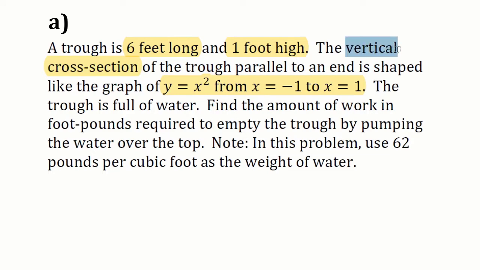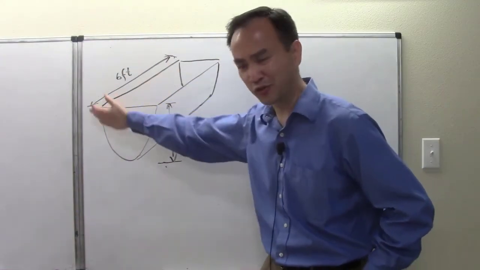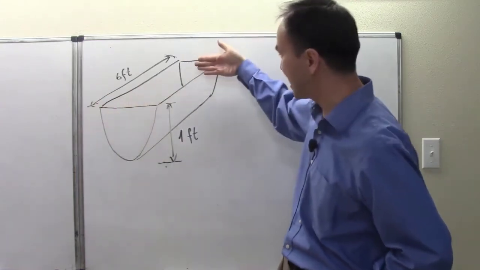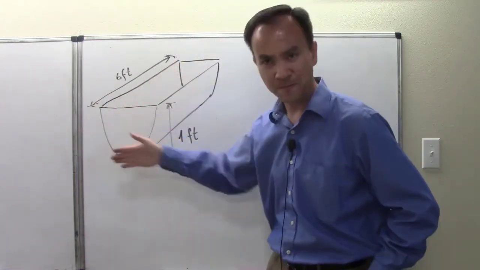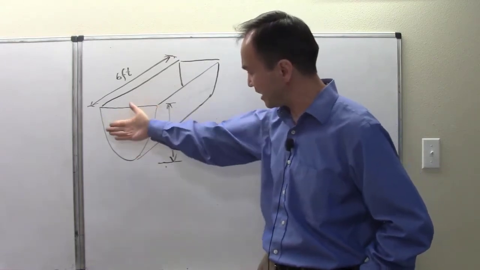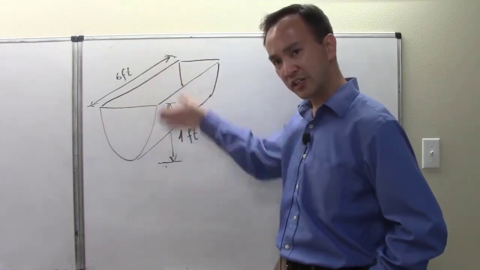Okay, vertical cross section of the trough, right? Of the trough here, parallel to an end, is shaped like the graph of the y equals x squared function. So that's why I'm attempting my best to draw the shape like that nice parabolic shape right here. So this end and that end are supposed to be parallel. Okay, and let's assume that our trough here is that simple case. This end and the other end are the exact same cross section shape like that.